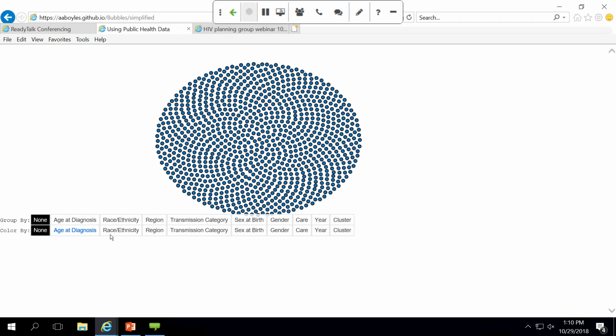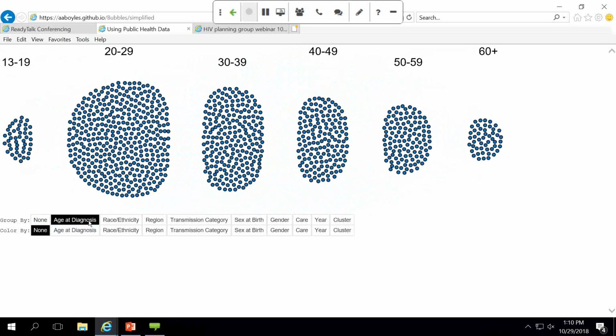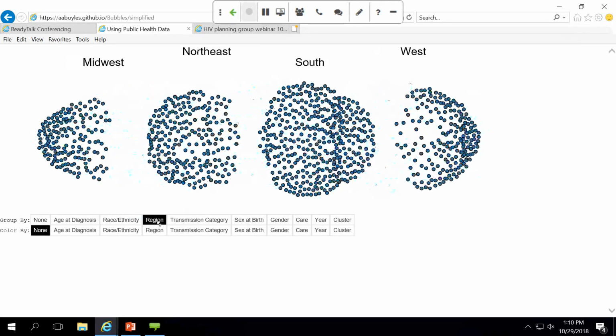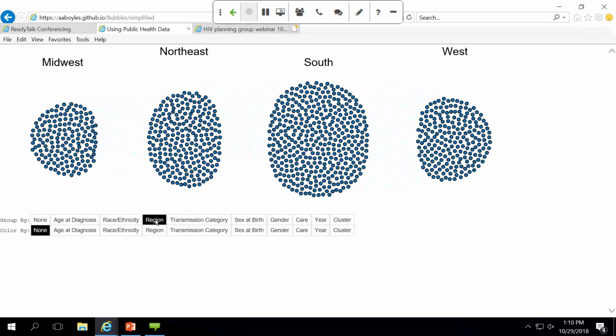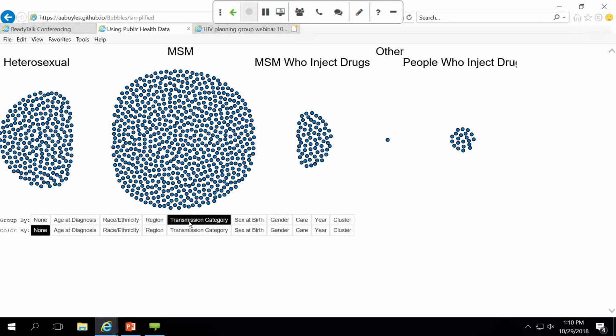For instance, how old they were when they found out they had HIV. Here we can see that a lot of people are in their 20s when they find out that they have HIV. We can also look at their race and ethnicity, and this is how we can learn that some groups are disproportionately affected by HIV. We can also look at other information like what part of the country they live in, or how they likely acquired HIV. This information can help us to better understand what types of prevention are needed, by whom, and where.